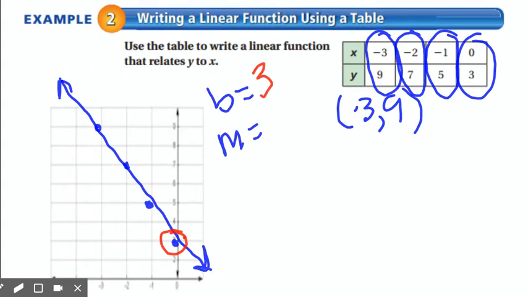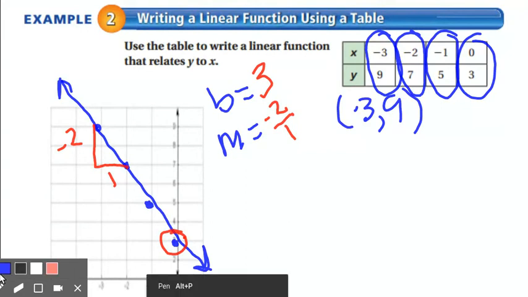Now, if we're going to look for the slope again, we're just going to go from one point to the next point, left to right. So this one we're actually going down 2 over 1. So down 2 over 1 means that our slope is -2 over 1. And when we put that into our equation, we can just write it as -2.